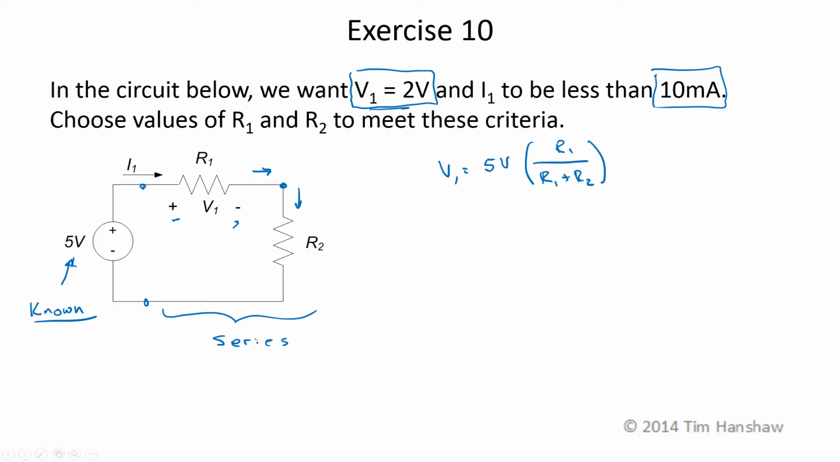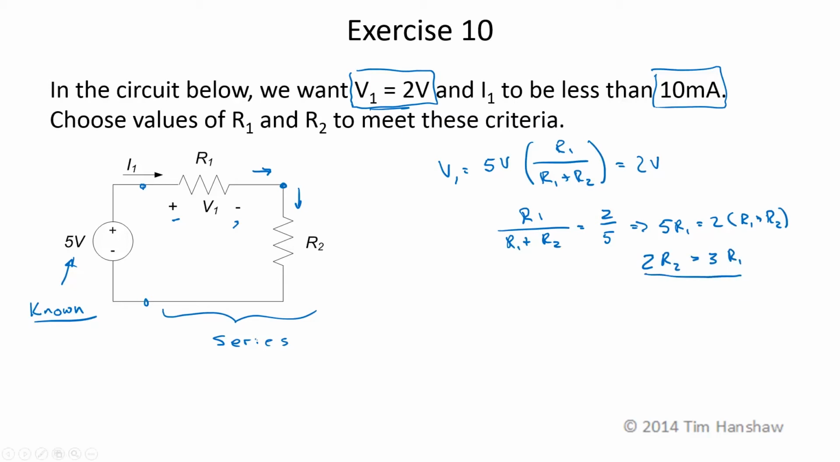Now we know we want that voltage to be 2 volts. So R1, if I divide through by 5, over R1 plus R2 is equal to 2/5. If I simplify this, 5 R1 is equal to 2 times R1 plus R2, or 2 R2 is equal to 3 R1. There's one equation and two unknowns, but I need to find another equation.